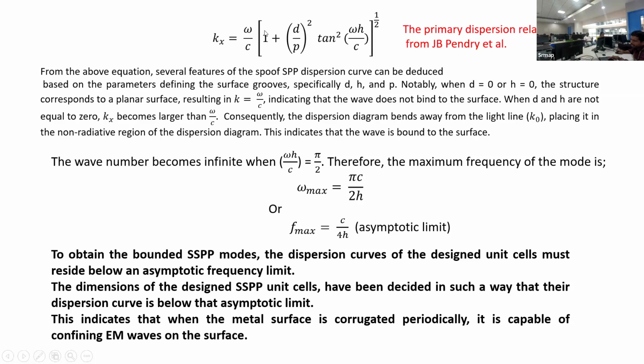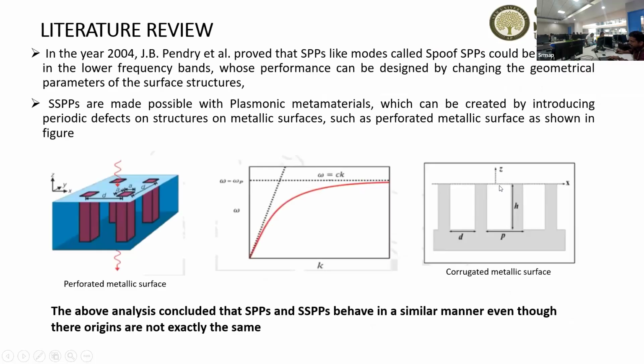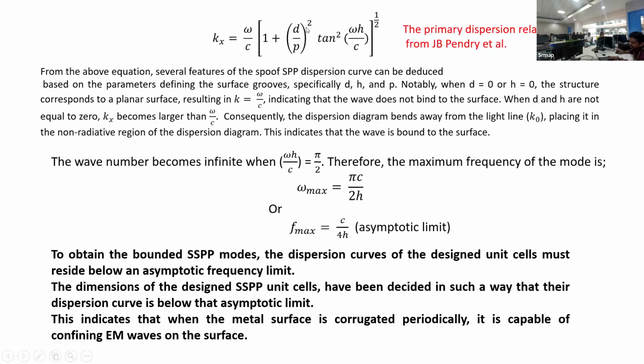Pendry: k equals omega by c times the square root of 1 plus (d by p) whole square tan square (omega h by c). Here d, p, h are nothing but the dimensions of these corrugated metallic surfaces, the dimensions of the structured surfaces. Now if you make this as 0, then you will get a propagation constant of omega by c. So there is no change in the wave; the wave doesn't bind to the surface if you have only omega by c here.